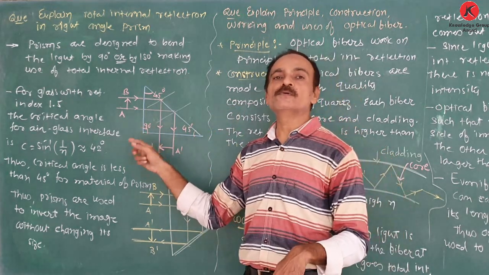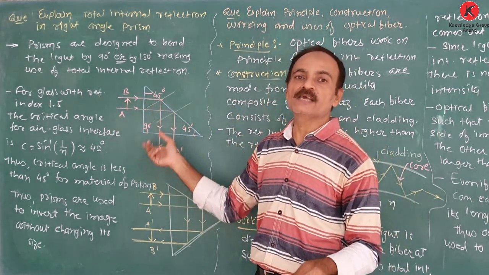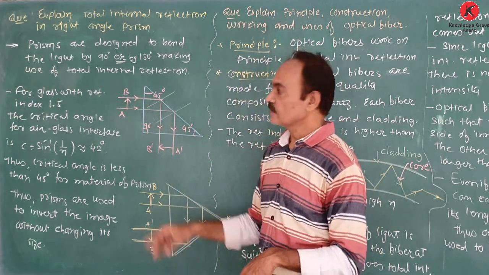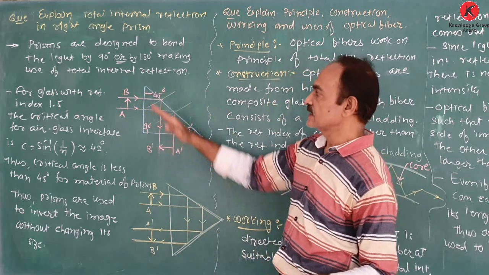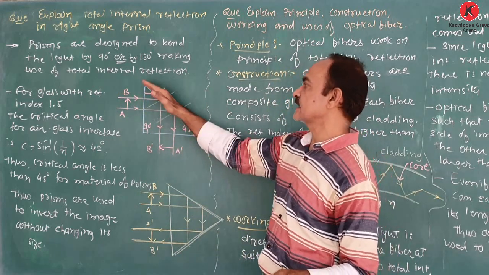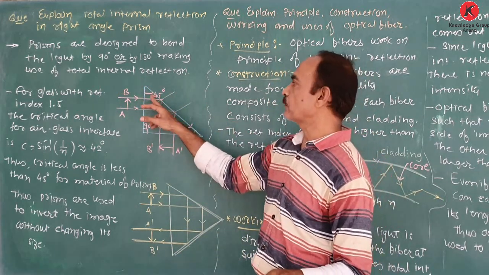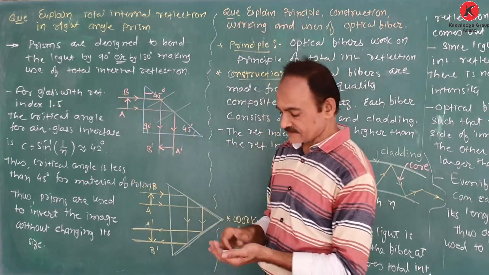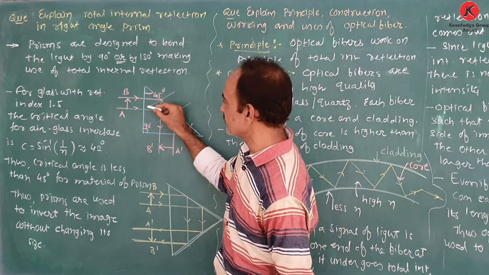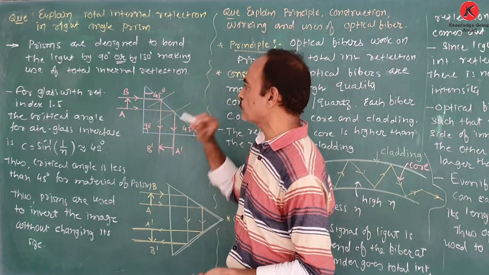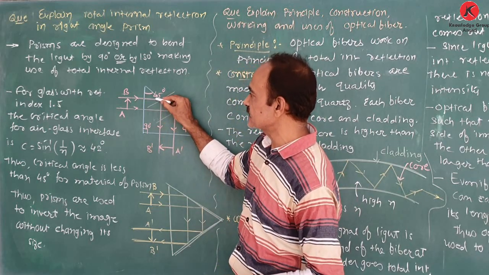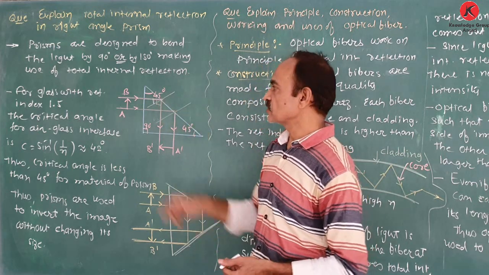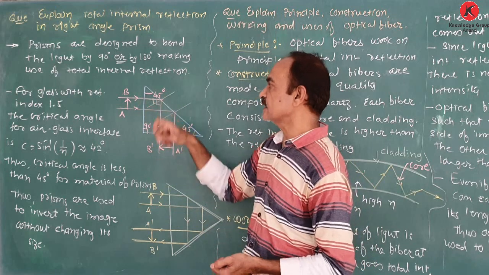Suppose we want to turn the incident light by 90 degrees. At that time, keep the prism this way. When the light is incident on this surface, the inclined surface is at a 45-degree angle. The incident light meets the surface at the point of incidence, so this angle is 90 degrees, and this one is again 45. So here the phenomenon of reflection takes place.